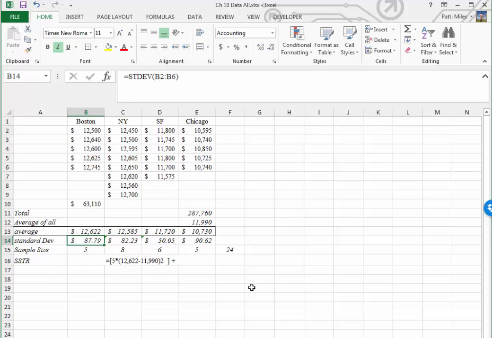Because ultimately what I want to do is try to figure out how much variability is between the groups. So the way I figure that out is by kind of this weighted average. So you see right here, I started typing it out, and I thought I would just show you kind of how I'm doing it. So I take 5, which is the n for this first group here from Boston, and I multiply it by the difference between the average for the Boston group minus the average of all, and then I have to square it.